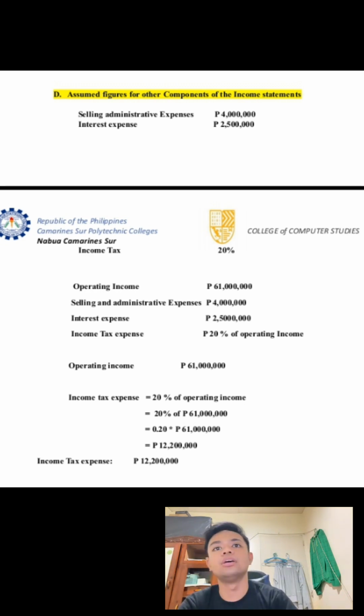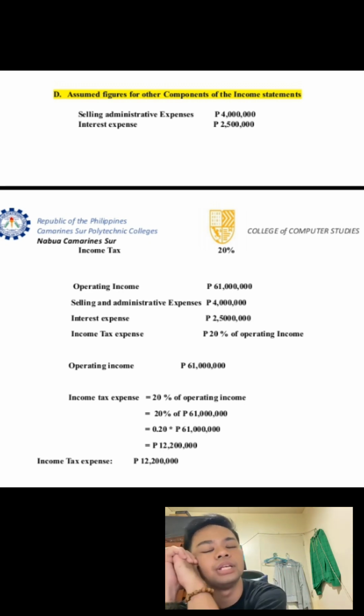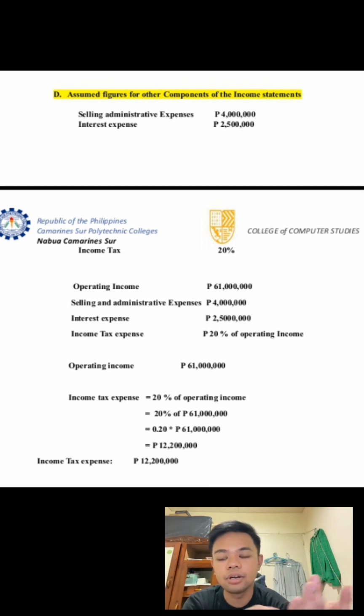I would be explaining the letter D, how we calculated the assumed figures for other components of the income statement. So first, what are the assumed figures for other components of the income statement? These are the estimated expenses beyond production costs, like selling, administrative expenses, interest, and taxes. By assuming these figures, businesses can create complete income statements, giving them a clear picture of their financial health, which could be helpful in making budgets, analyzing performance, and planning for the future.